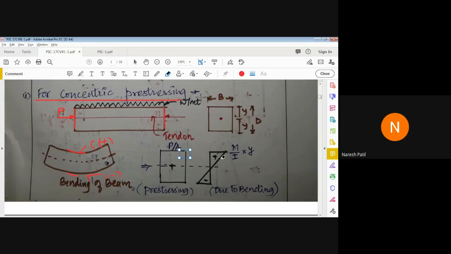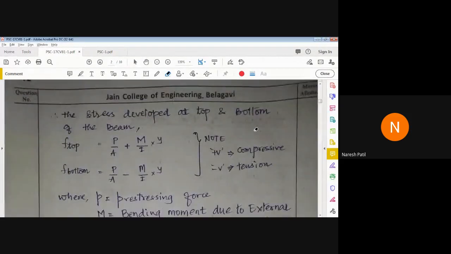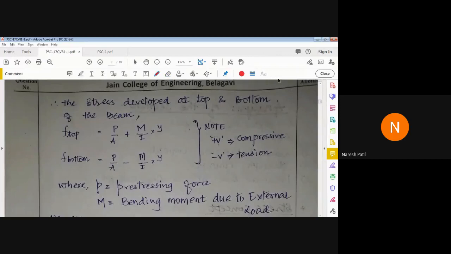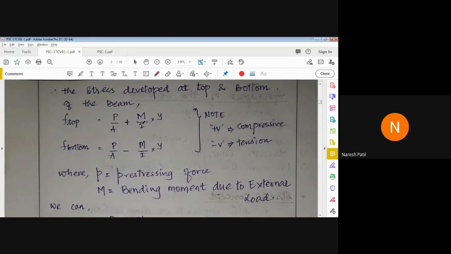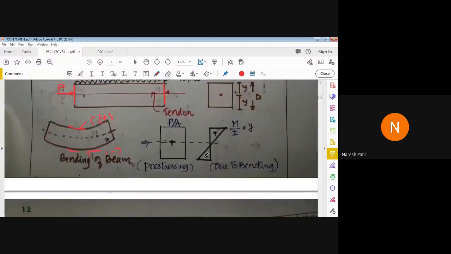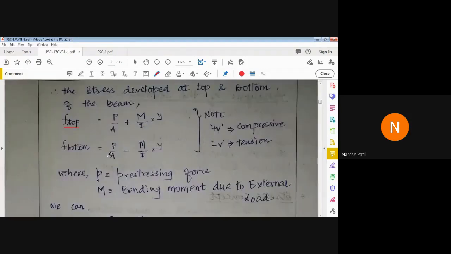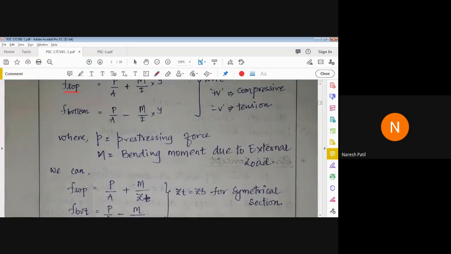I'll move on to the eccentric cable. If the cable is eccentric, you can see here the stress developed at the top and bottom fiber. At the top fiber we have P by A plus M by I into Y. And at the bottom fiber, we have minus: P by A minus M by I into Y. So note, positive for compression, negative for tension, where P is the pre-stressing force and M is the bending moment due to external load. So that can be found very easily.